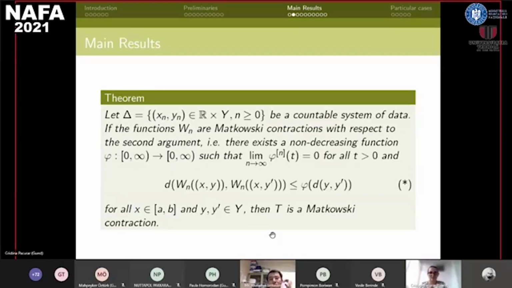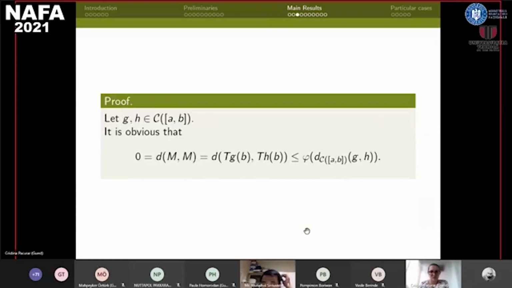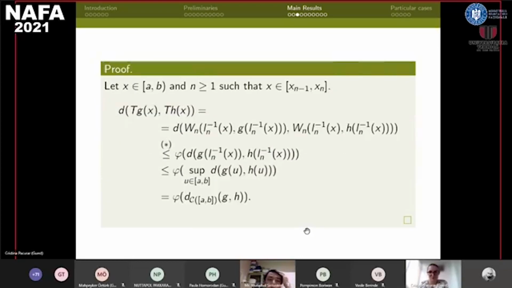We state the main result. Considering a countable system of data delta, if the functions Wn are Matkowski contractions with respect to the second argument, which means that there exists a non-decreasing function phi such that the limit of phi composed with itself n times is 0 for all t greater than 0, and the inequality star holds for every x in AB and every y and y prime in Y, then T is a Matkowski contraction. Since the time is short, I will skip the proofs.